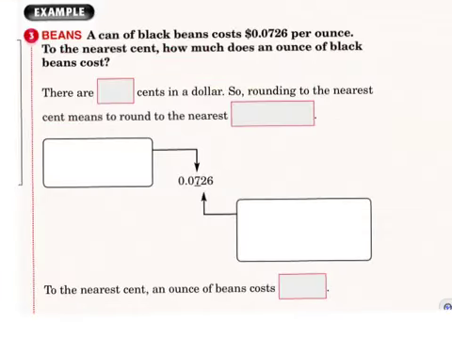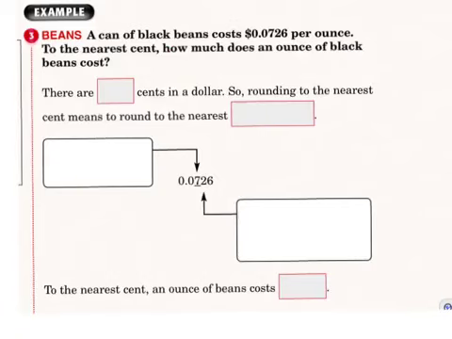On example number 3, beans. A can of black beans costs 0.0726 per ounce. To the nearest cent, how much does an ounce of black beans cost? Now, how many cents are there in a dollar? If you said 100, you are correct.